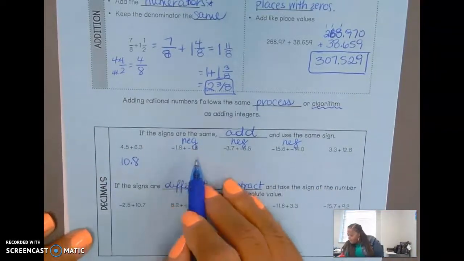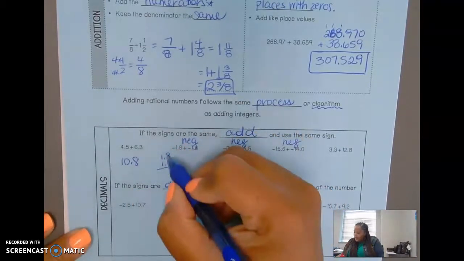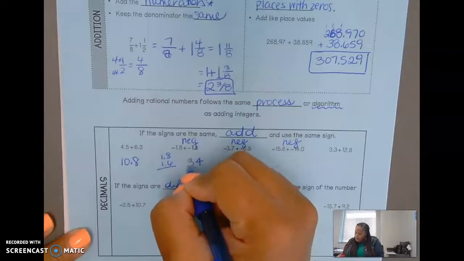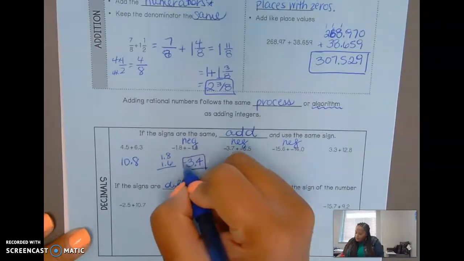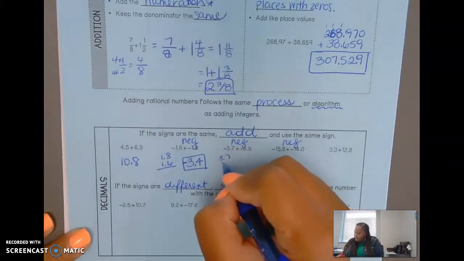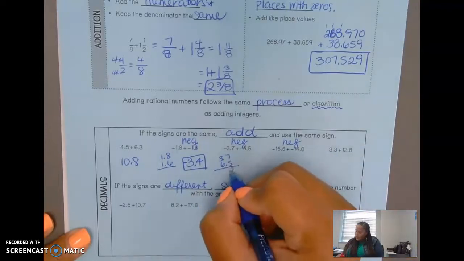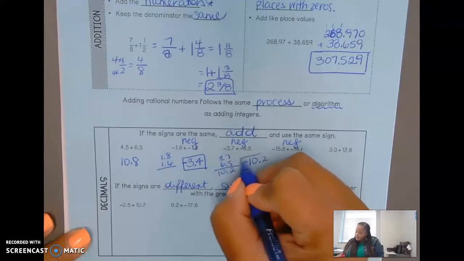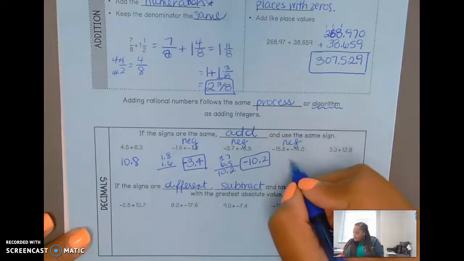Negative 1.8 plus negative 1.6. 8 plus 6 is 14. Carry the 1. 3.4 negative. Here, 3.7 plus 6.5. 7 plus 5 is 12. Carry the 1, that's 10.2, and it's going to be negative. 15.6 plus 14.